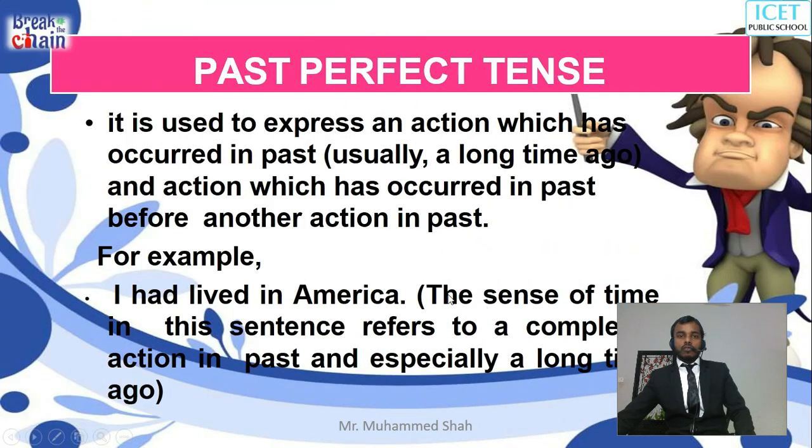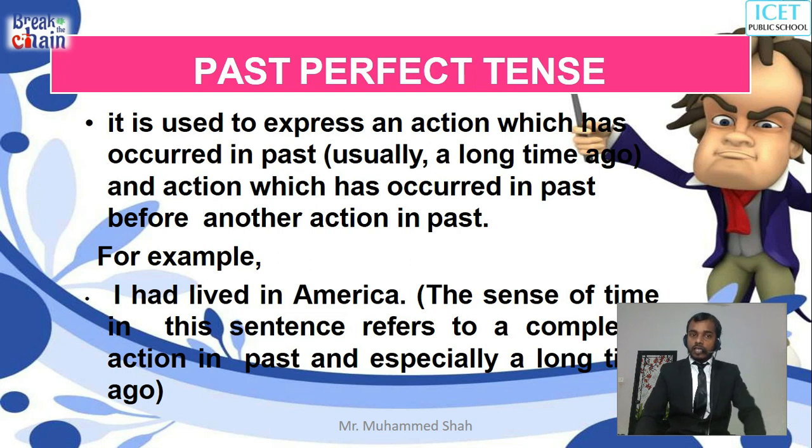Now we are going through past perfect tense. Past perfect tense can be used to express an action which has occurred in the past, usually a long time ago, and an action which has occurred in the past before another action in the past. Did you understand or not? How many of you understood this sentence?